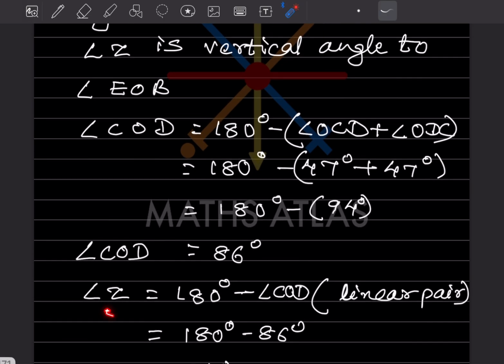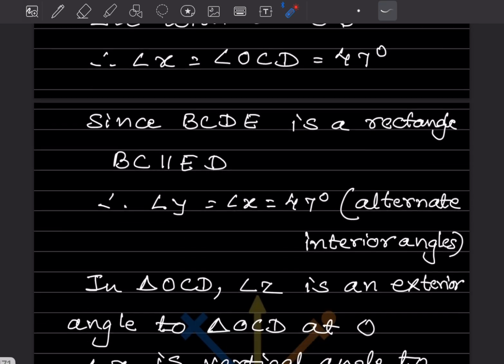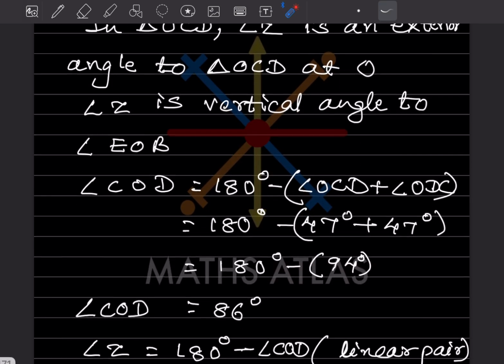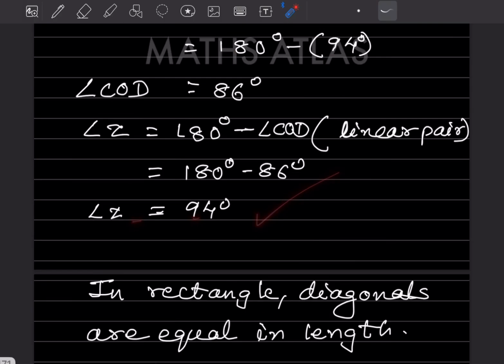And angle Z will be 180 minus angle COD, because this is a linear pair. So 180 minus COD, we got this as 86. So angle Z is 94 degrees.